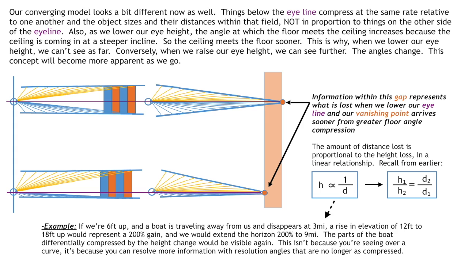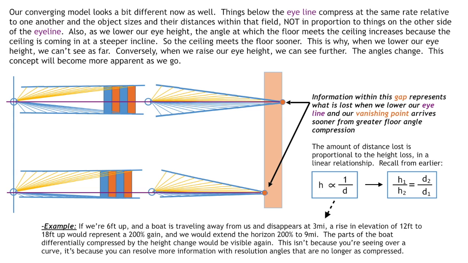So our converging model looks a little bit different now. Things below the eye line compress at the same rate relative to one another, and the object sizes and their distances within that field, but not in proportion to the things on the other side of the eye line. Also, as we lower our eye height, the angle at which the floor meets the ceiling increases, because the ceiling is coming in at a steeper incline. So the ceiling meets the floor sooner. This is why when we lower our eye height, we can't see as far. Conversely, when we raise our eye height, we can see further. The angles change. This concept will become more apparent as we go.